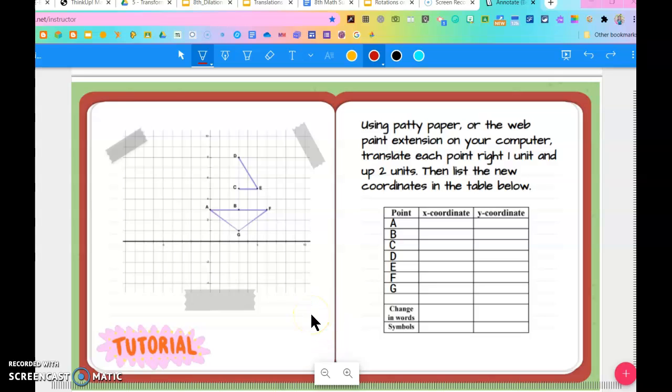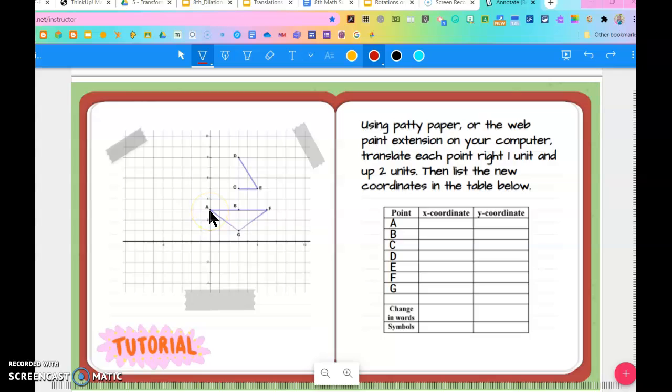I'm going to walk you through a quick tutorial on how to translate a two-dimensional figure. So on the previous screen, you should have written down your original coordinates for each of these letters. We are now going to translate each point right 1 unit and up 2 units.